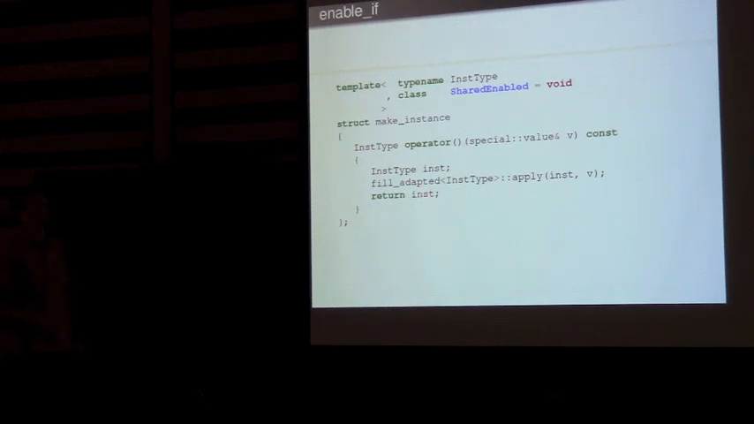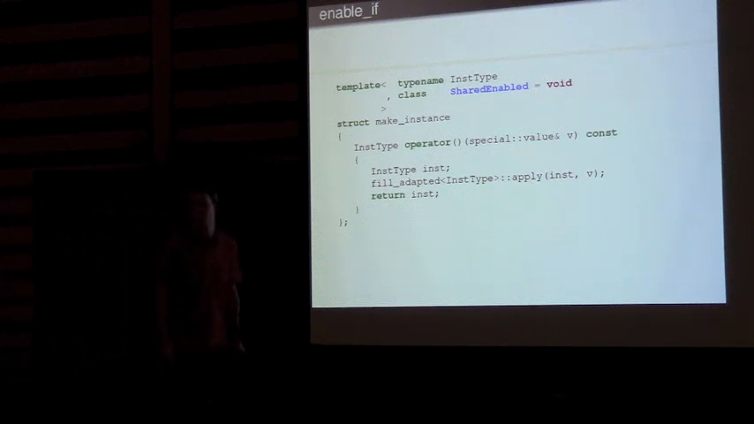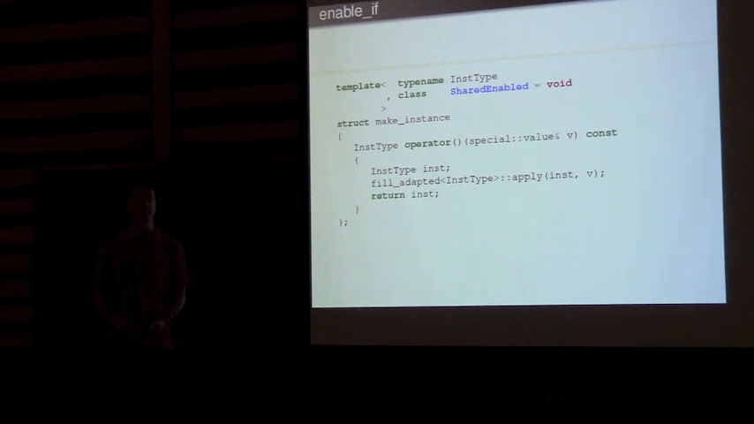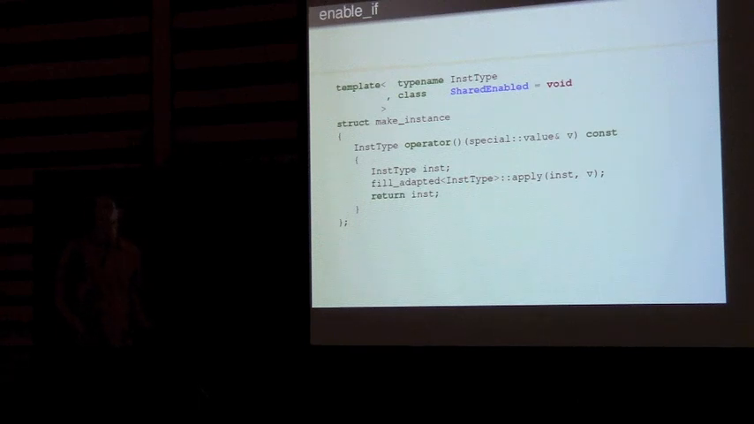So you can imagine all kinds of things that might go wrong if my instance type was actually a shared pointer in this code, right? It's not too hard to think about. Now, this here means what? Shared enabled equal void. What is that thing? Just a defaulted template parameter. And so if I don't provide a templated type when I create these make instance functors, what is it going to be? It's going to be void. So if I don't give one, it's going to be void.